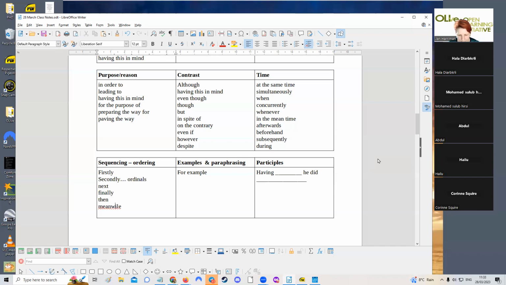Meanwhile, also can come under time. There'll be some overlap with time, because time does the same thing that the ordinals do. When we use firstly, secondly, thirdly, we can also say concurrently, afterwards, subsequently, during, all of these things. So there is some overlap between time and the sequencing words as well.